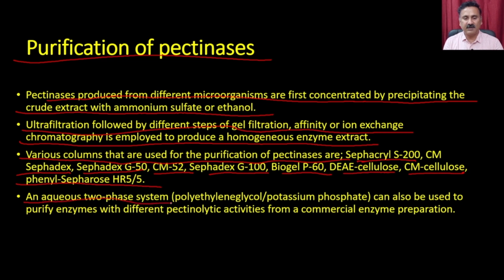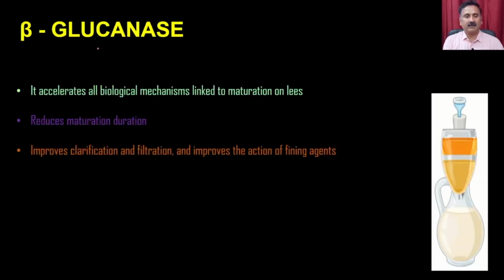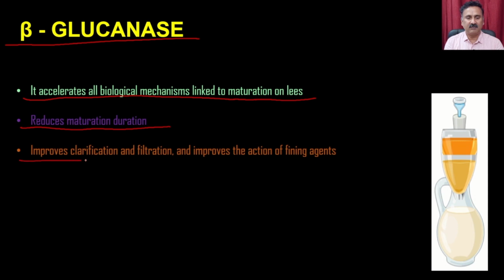An aqueous two-phase system, with polyethylene glycol or potassium phosphate, can also be used to purify the enzyme with different pectinolytic activities from common enzyme preparations. Now the next enzyme is beta glucanase. It accelerates all biological mechanisms linked to the maturation on lees. It reduces the maturation duration, improves clarification and filtration, and improves the action of the thinning agents.